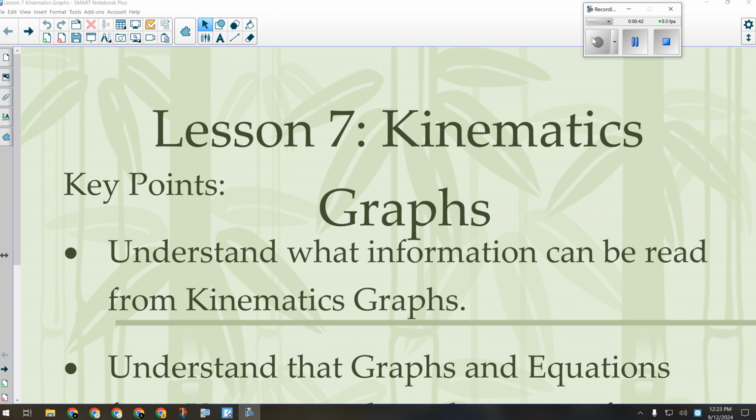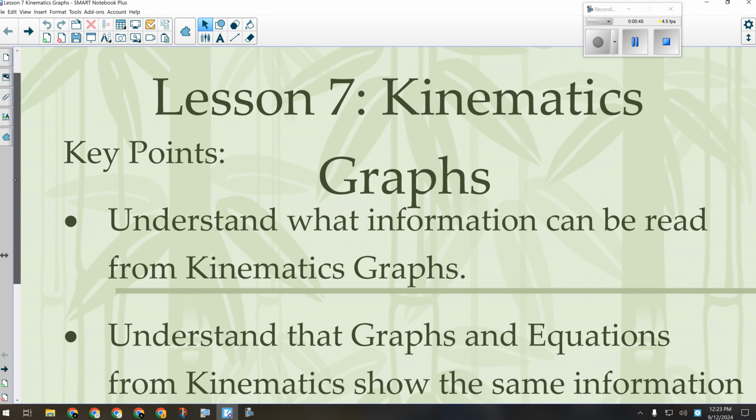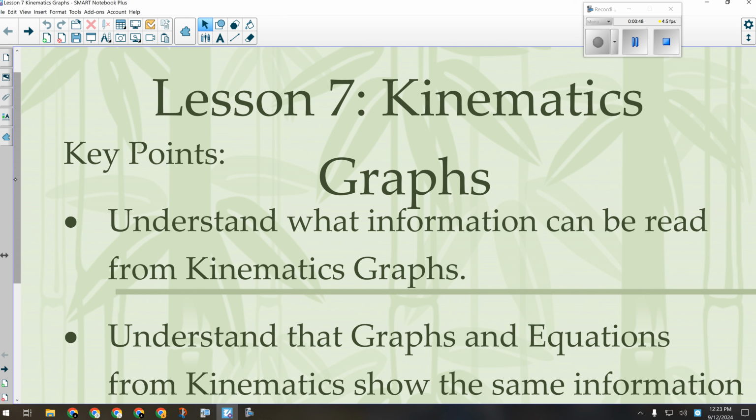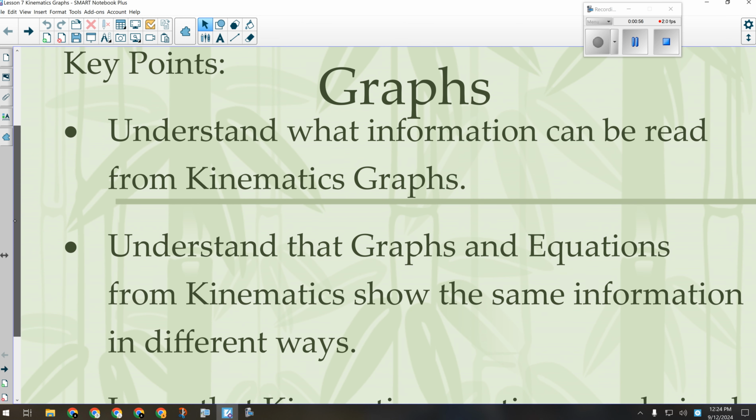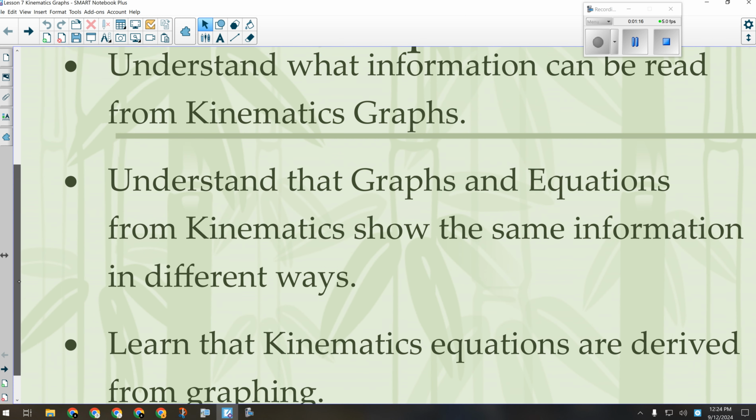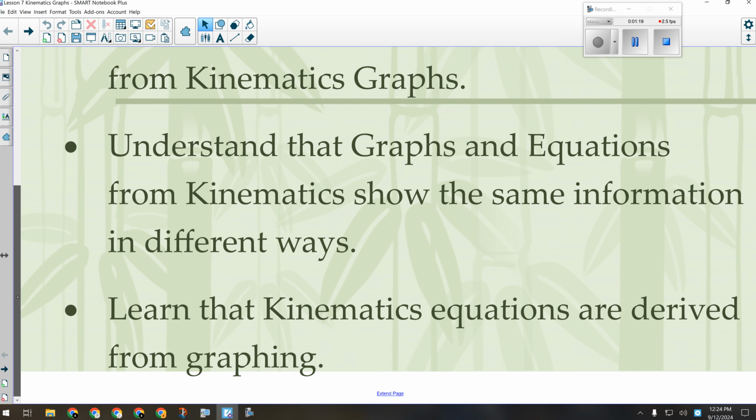All right, so key points for today. Understand what information can be read from the graphs. What can we read off a position time graph? What can we read off of a velocity versus time graph? What can we calculate from each one? And understand the graphs and equations from kinematics show the same information, but they do it in different ways. You're going to see today that many of the formulas we use are actually derived from certain types of graphs. And lastly, learn the kinematics equations are obviously derived from graphing. So they're showing it in different ways, and that's what we're going to look at today.